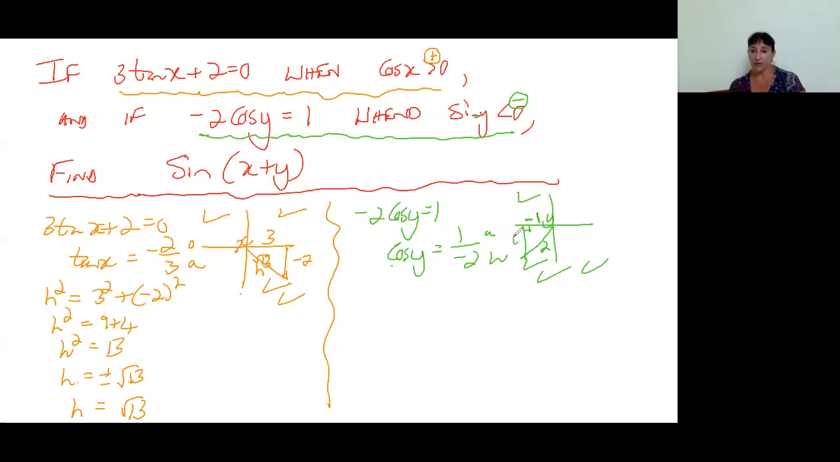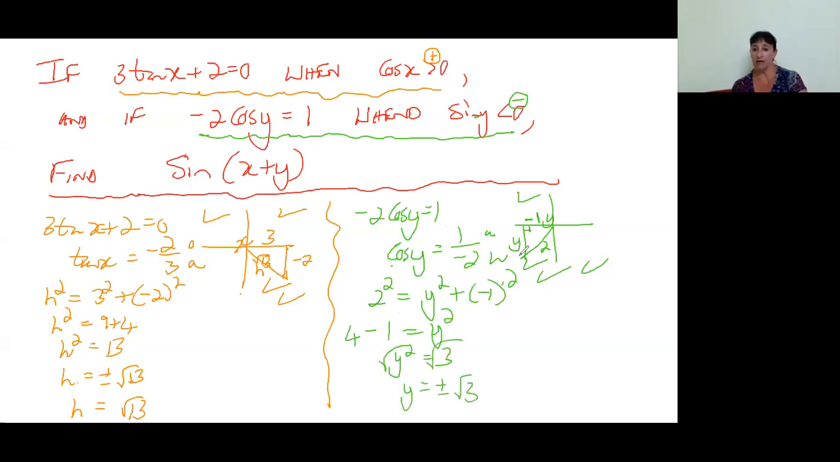And then I'm going to find my y. So the square on the hypotenuse equals the sum of the squares on the other two sides. Right? So y squared equals 4 minus 1. That's 3. And if I square root, I get plus or minus root 3. And I can see that this is parallel to the negative axis, so it's negative root 3.